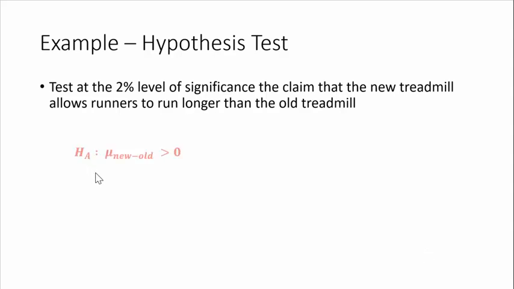Our alternative hypothesis is that the average for new minus old should be positive. In other words, when we take the number of minutes that the person can run on the new machine and subtract out that for the old machine, we can see the gain in minutes that the runner had on the machine, assuming that it's positive. We want to prove that that number is positive. That's our goal. So we're going to assume initially that the new machine is no better than the old machine. In other words, the new machine doesn't add any minutes to what the runner is capable of doing.